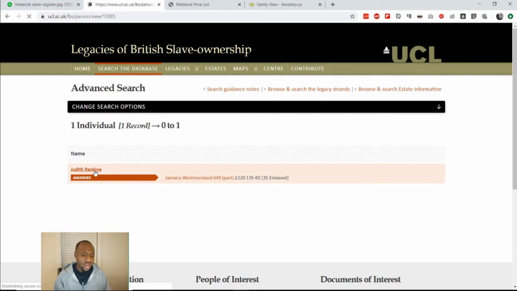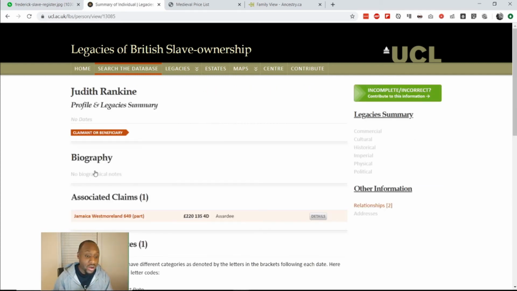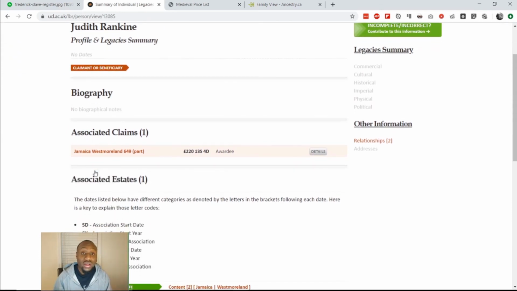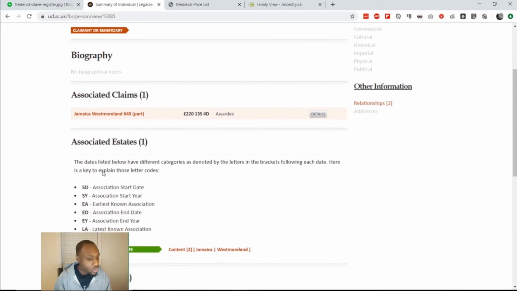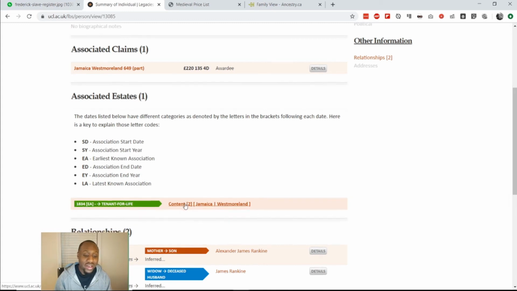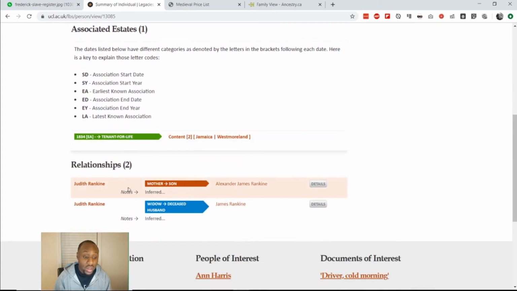And if I click on her, let's see if we can find any information about her. Well, there isn't much. Some other people have a pretty decent write-up about their lives. But we do know that, yep, we see what she was awarded. We know that the name of the plantation was Content 2.